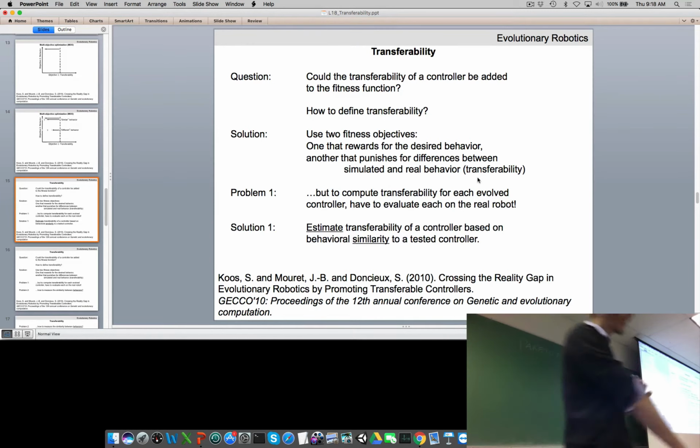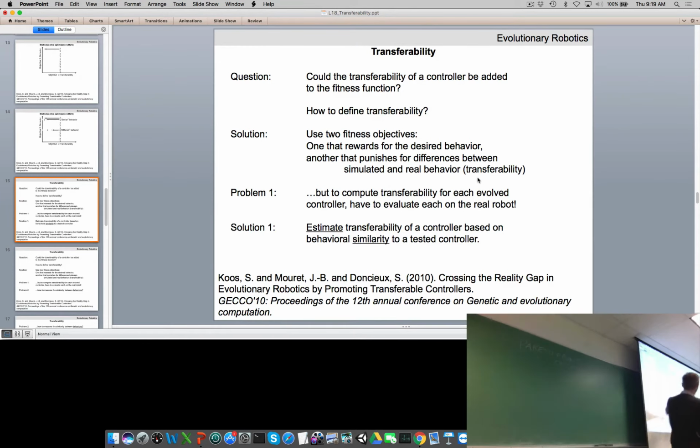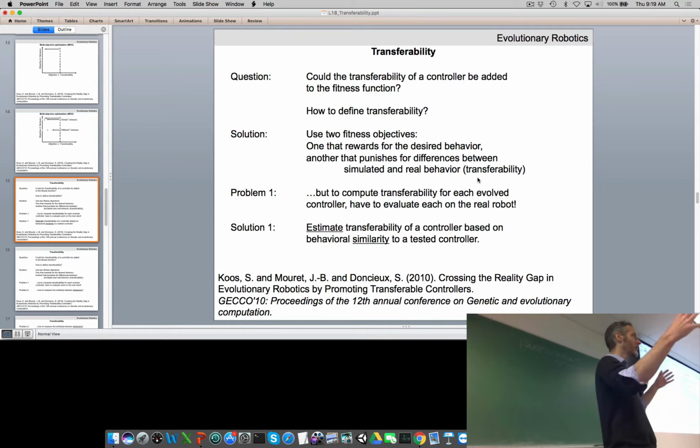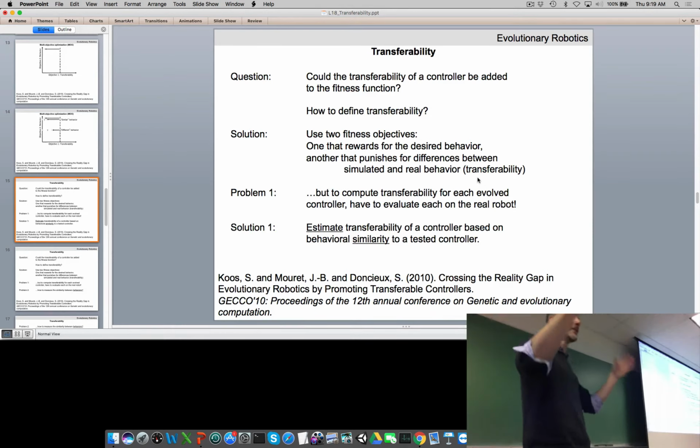So let's walk through this now. The solution to this problem, that we would have to transfer every controller, is we're going to try and estimate the transferability of a controller before we send it to reality based on its similarity to other controllers that we have sent to reality. We're going to have a growing set of controllers that have been executed on the physical robot, and we know their transferability.